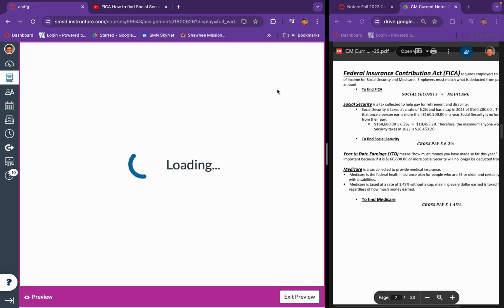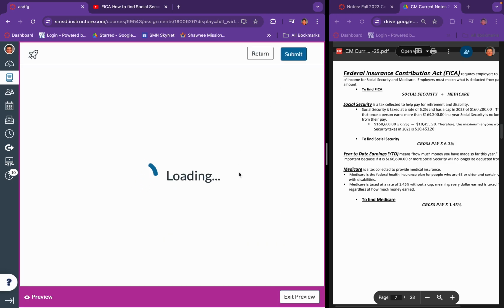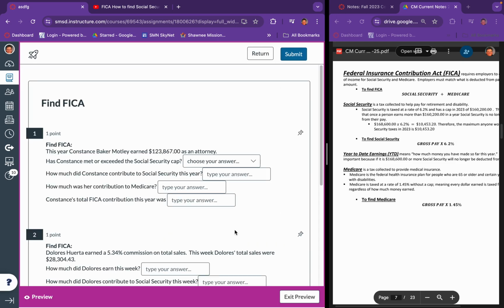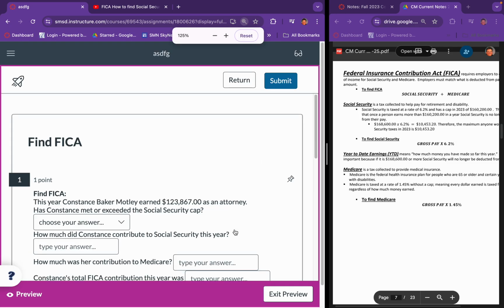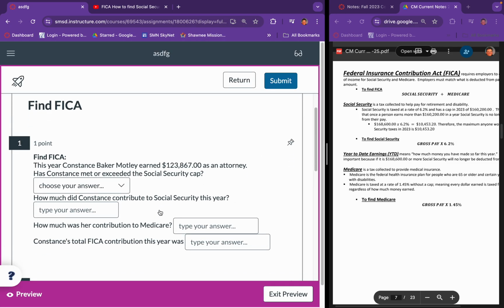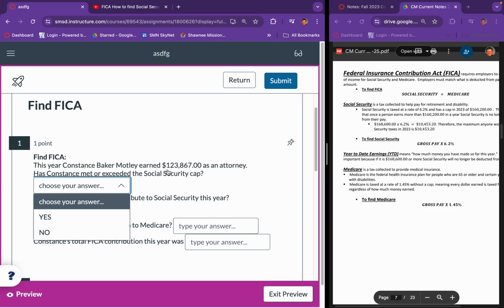Let's go to preview. I don't know why I still have the answers up. Here you go. Okay. So the first question says that this year, Constance Baker Motley earned $123,867 as an attorney. Has Constance met or exceeded the Social Security cap? So this is going to be a yes or no response, okay?